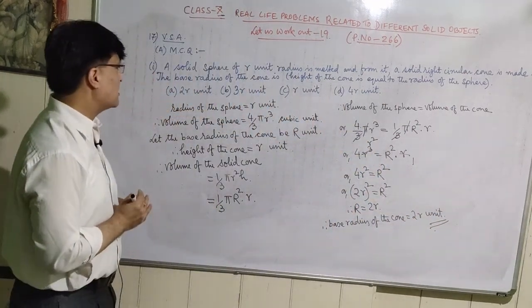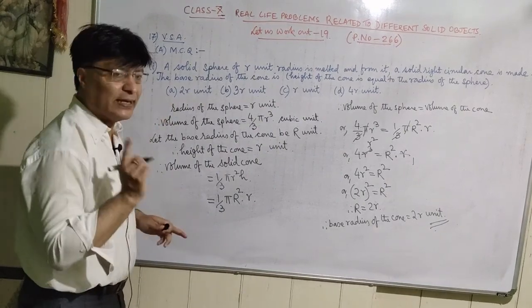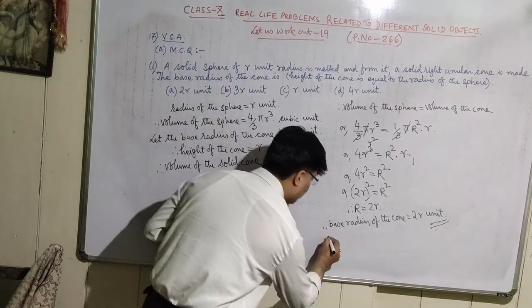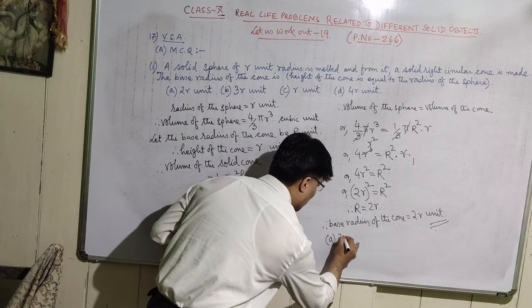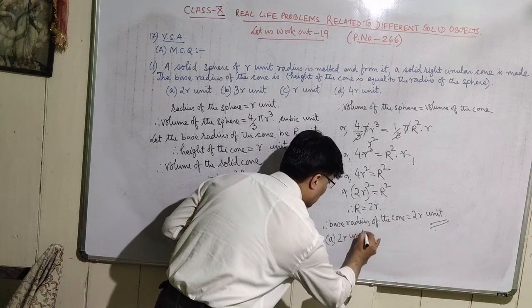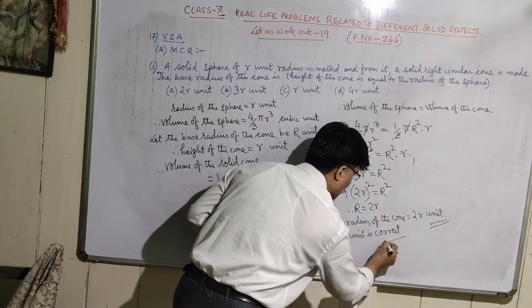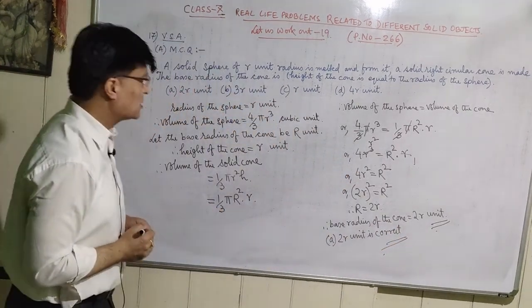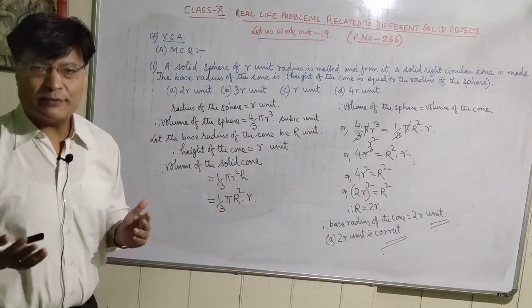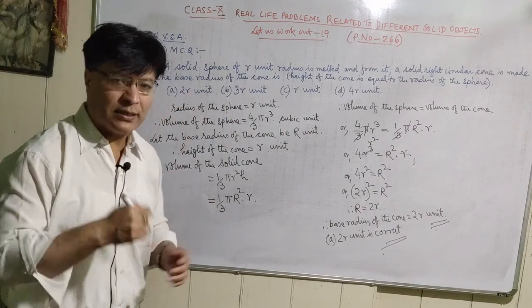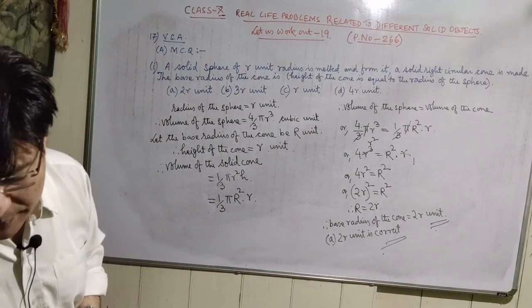So which is the correct answer in this case? A is the correct answer. Yeah, 2r unit is correct. So I think you have understood it. You can copy it. Now we'll do the next question.